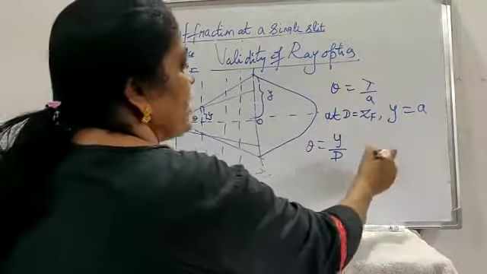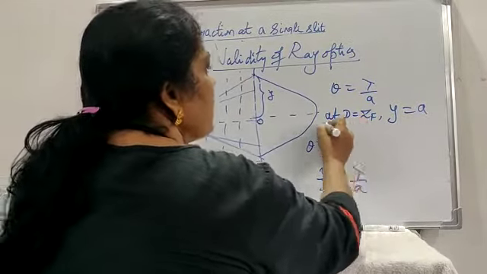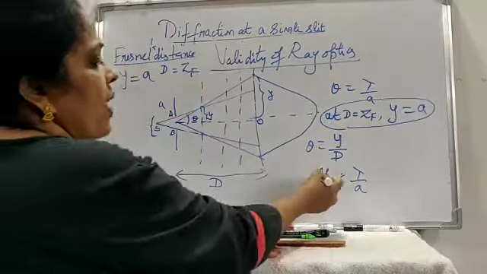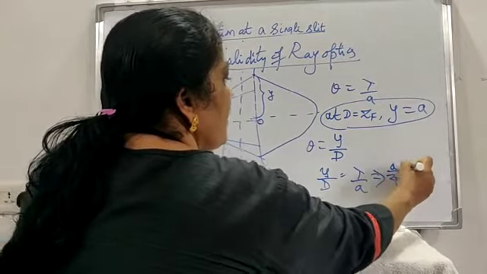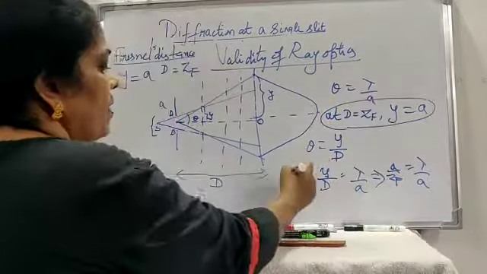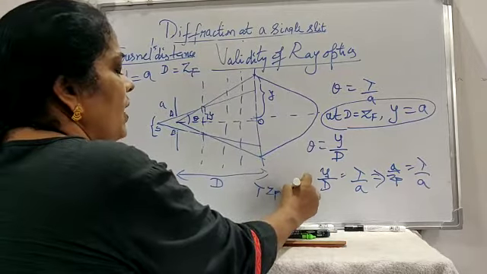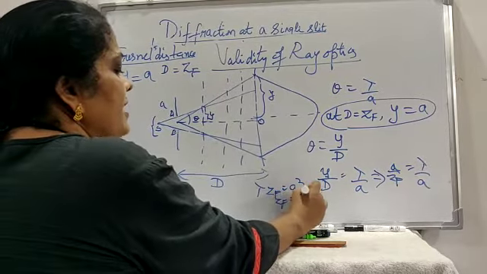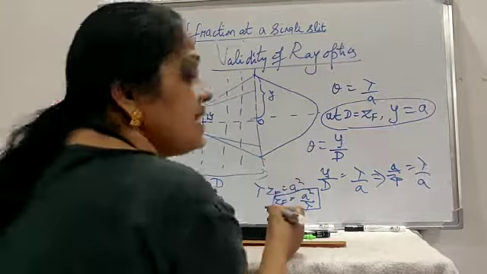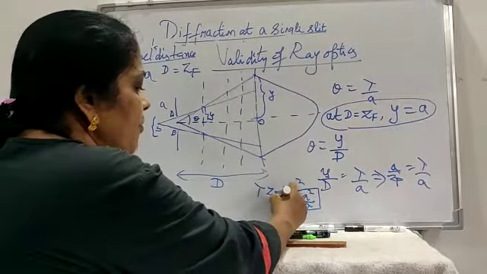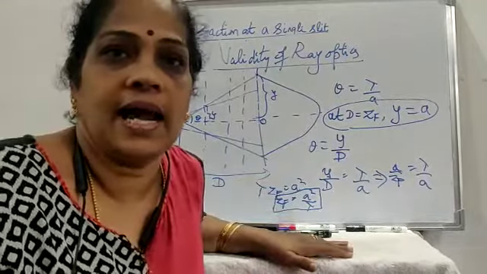Let us substitute. First of all, let us equate these two: y by d equal to lambda by a, and substitute this condition over here. So y is a. So you can write it as a by zf is equal to lambda by a. From this expression, lambda into zf is equal to a squared, or zf is equal to a squared by lambda. This is the expression for Fresnel's distance: zf is equal to a squared by lambda.